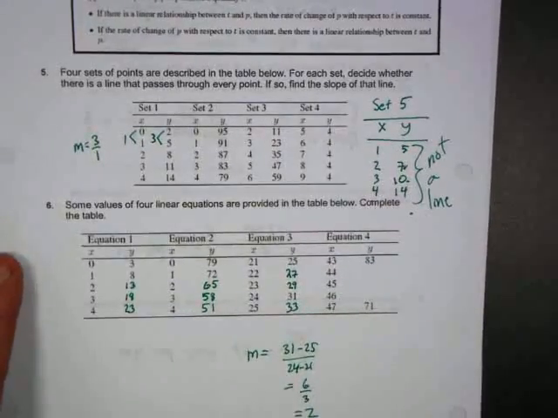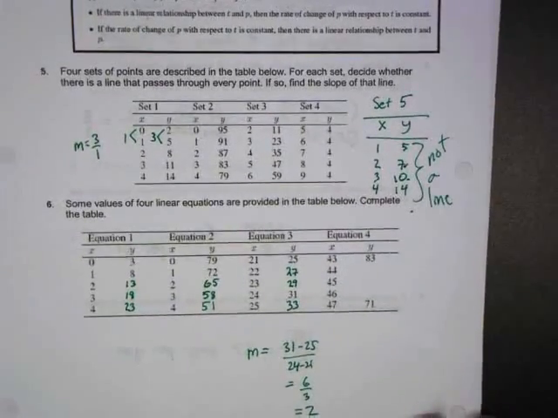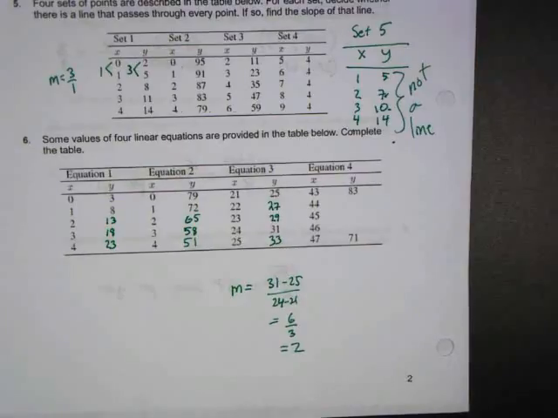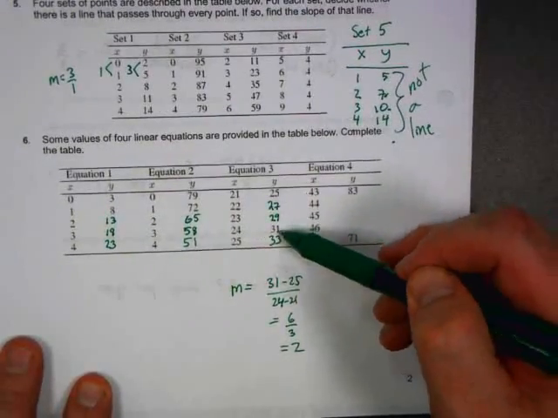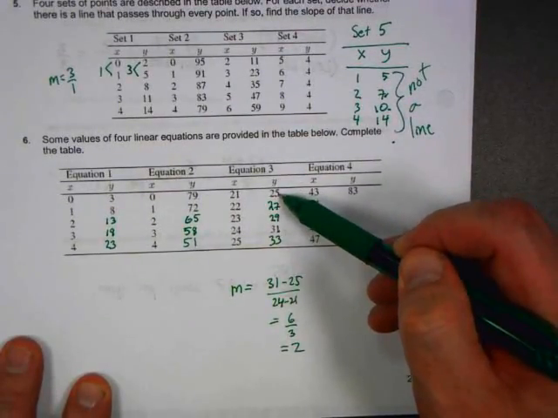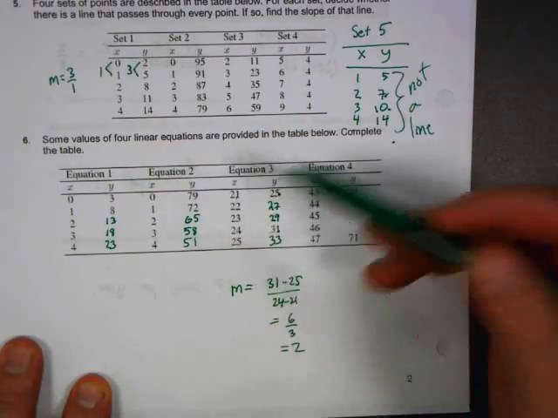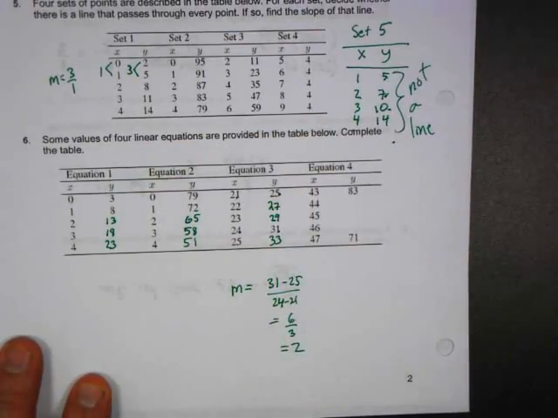So what did you put? I took 31 minus 25. I subtracted the Y numbers, and then divided by 24 minus 21. I subtracted the X numbers.